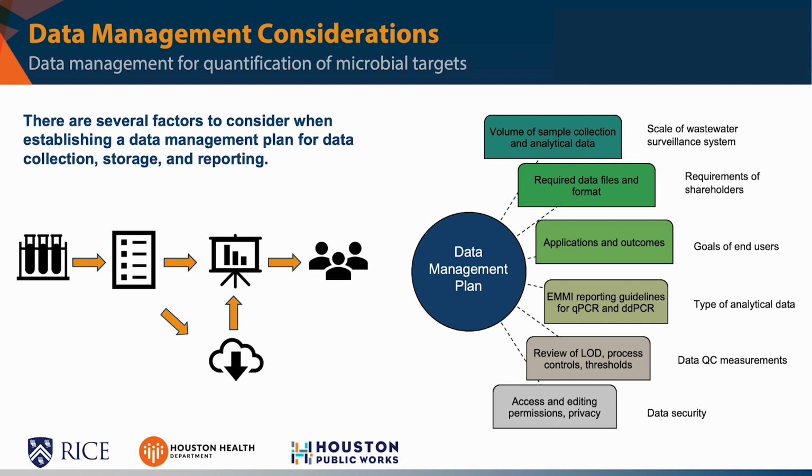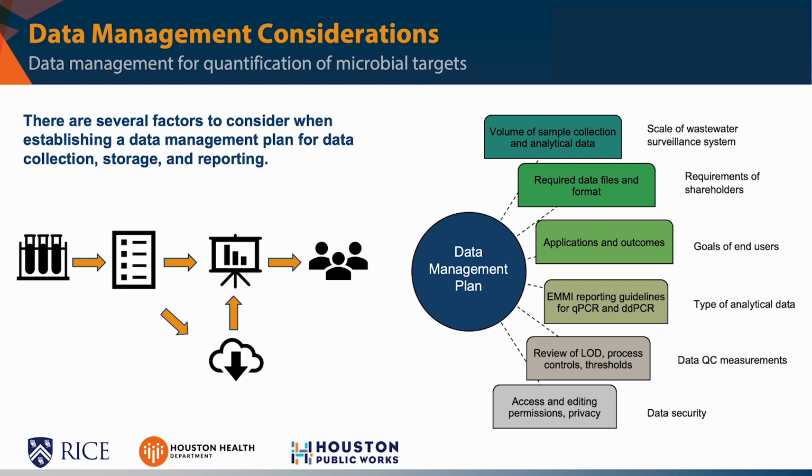Type of analytical data, for example, the Environmental Microbiology Minimum Information, or EMMI, reporting guidelines vary depending on whether the data are generated from qPCR or ddPCR assays. Data quality control measures should also be considered. For instance, how will the process controls be incorporated into your data pipeline, and how will they be used to flag things like contamination or inaccurate measurements?